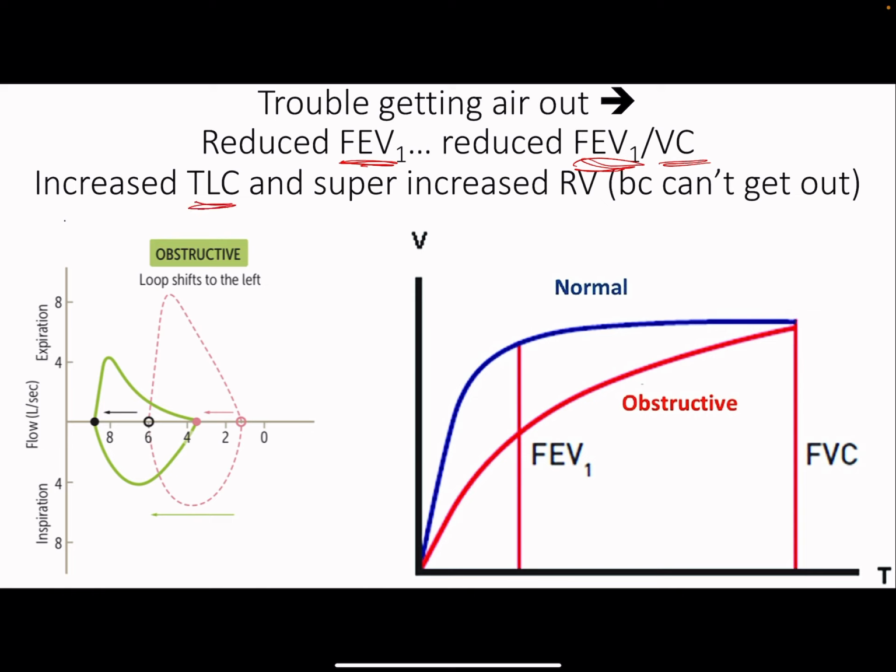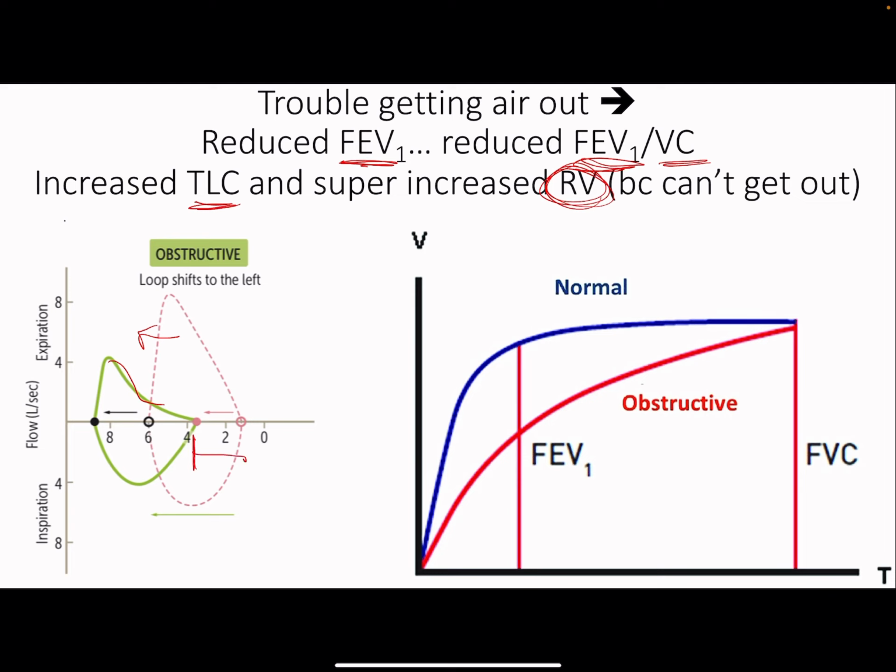Now, you do have an increased total lung capacity, but I would keep in mind that this is mainly because you have an incredibly increased residual volume. You have so much extra air in your lung that you can't get rid of. That's how we define residual volume. So this obstructive spirometry curve is going to push everything to the left. You get this little characteristic kink right there.